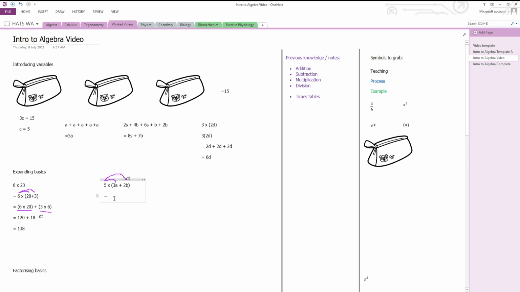Okay, so 5 times 3a would give us 15a. 5 times 2b would give us 10b. And so that is our final solution. That's all we can do, because with a's and b's, we can't combine apples and bananas or whatever you have those two symbols as. They're different symbols.